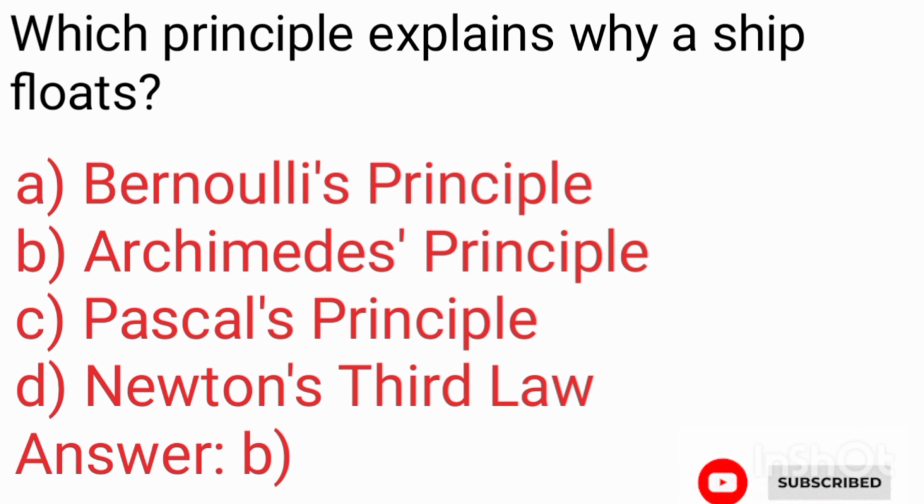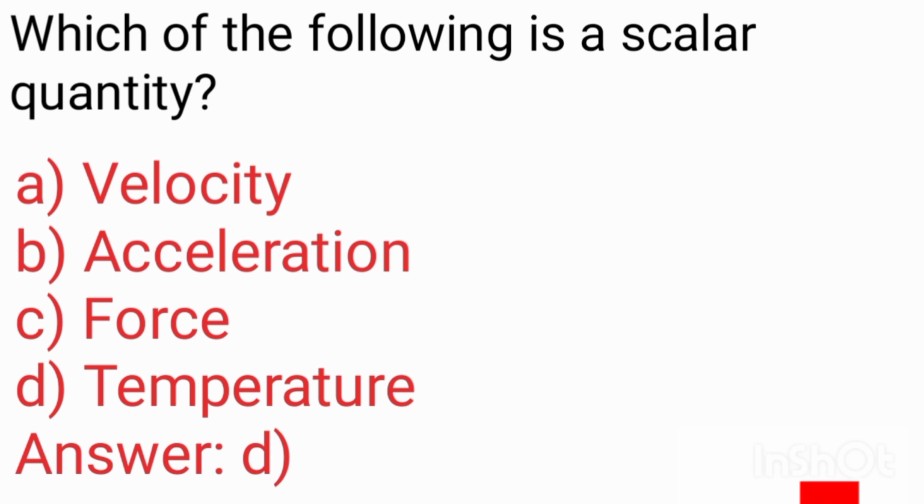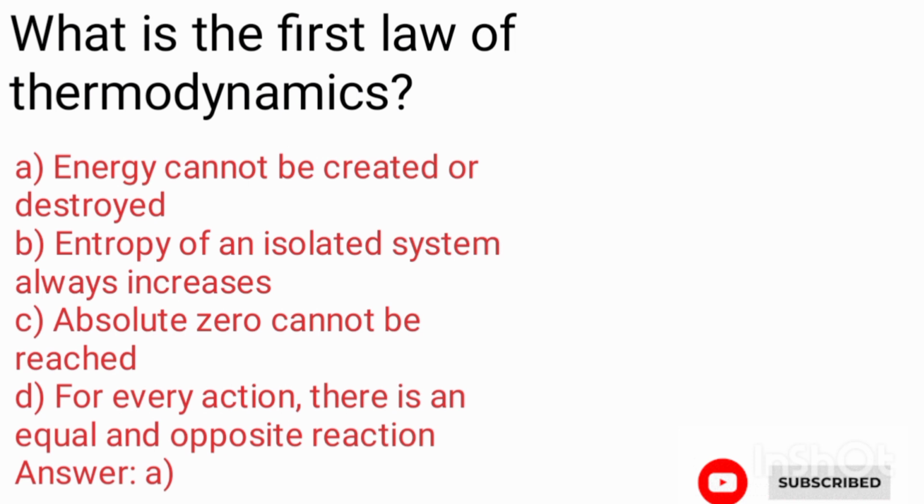Which principle explains why a ship floats? Option number B is correct. Which of the following is a scalar quantity? Temperature. Temperature is a scalar quantity. What is the first law of thermodynamics? Energy cannot be created or destroyed.